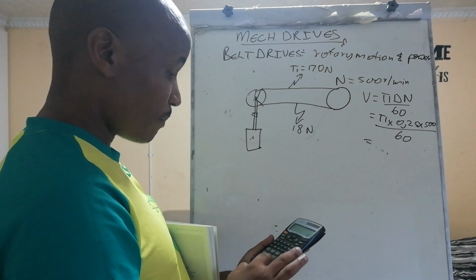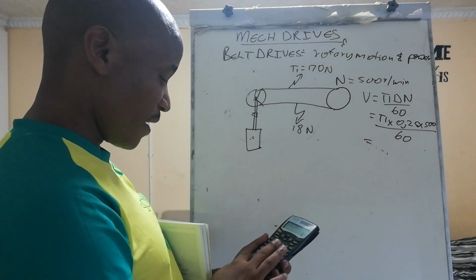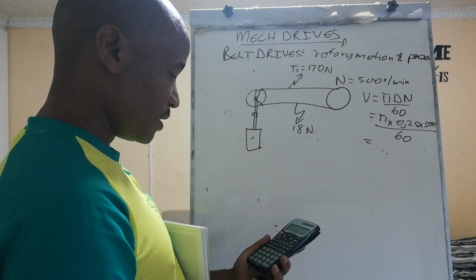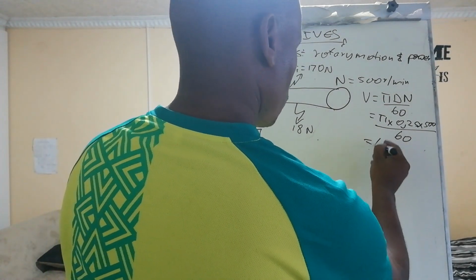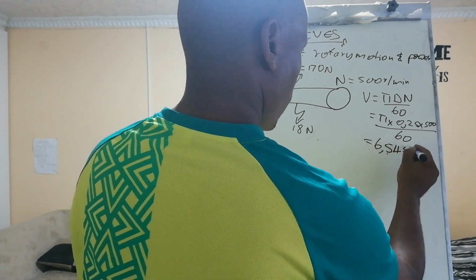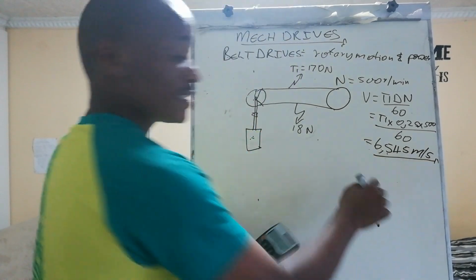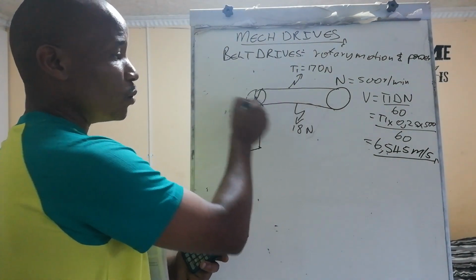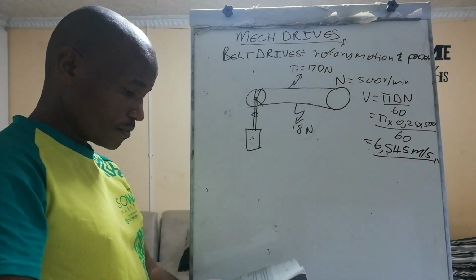Using the second function, pi multiplied by 0.25 multiplied by 500 is equal to that, divided by 60, which is equal to 6,545 meters per second. This is the linear velocity. It is the speed at which this belt moves as the pulleys rotate. Right.